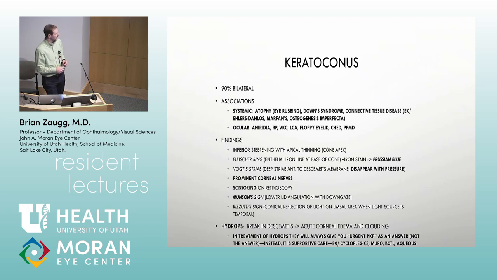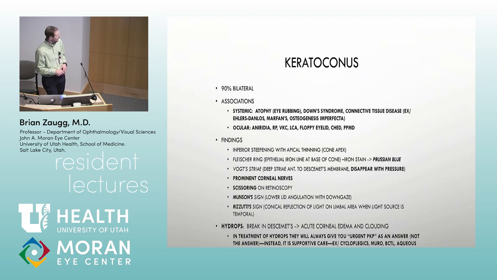It's this inferior steepening with apical thinning. You've got the Fleischer ring, the Vogt striae. You've got prominent corneal nerves. I mean, there's just tons and tons of stuff that are testable on this. So that one was this sign here, Munson's sign.